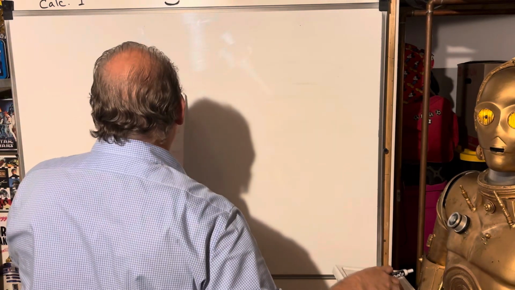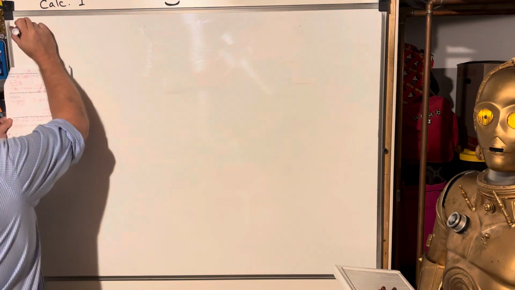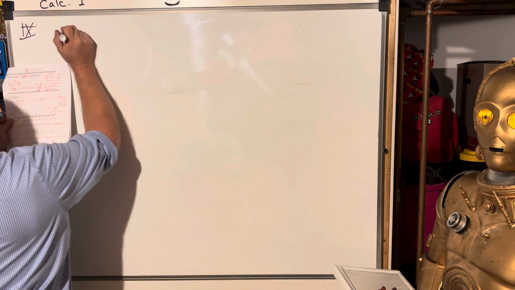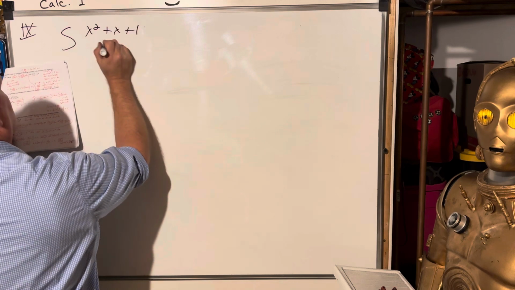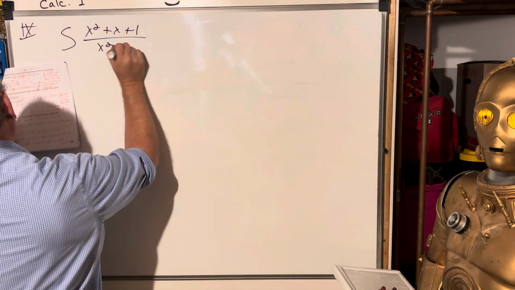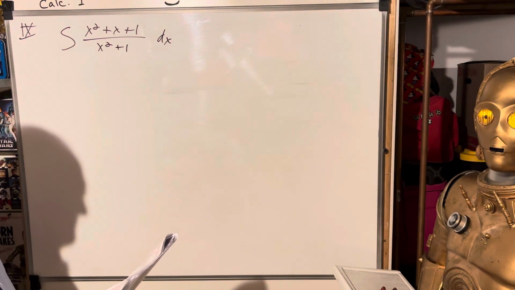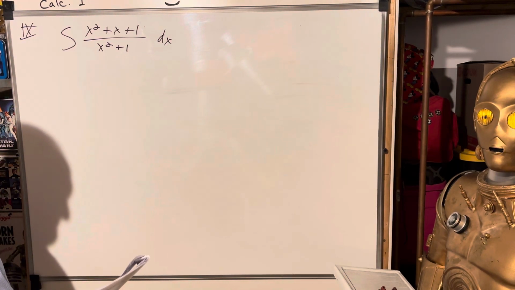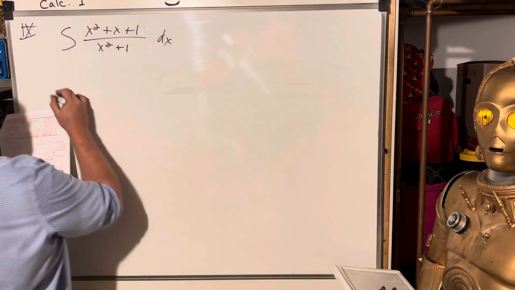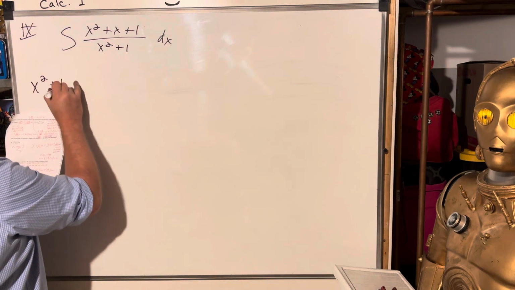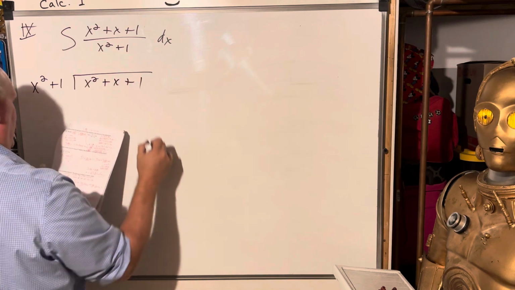Let's see what we got next in the hopper. 9, it looks like we're going to bust out our sweet algebra skills, huh? x squared plus 1 dx. So what are we going to do here? Long divide? Oof, does anybody remember how to long divide? x squared plus 1, long divide that into x squared plus x plus 1.